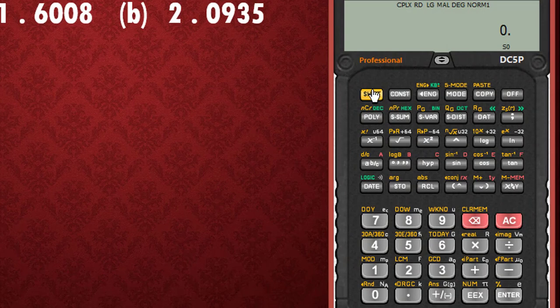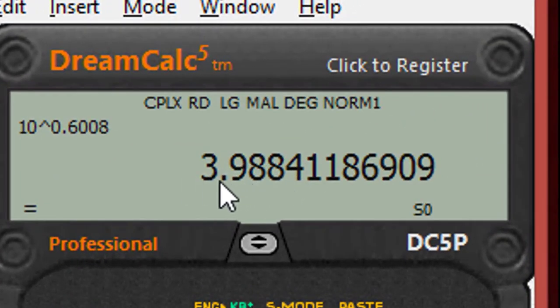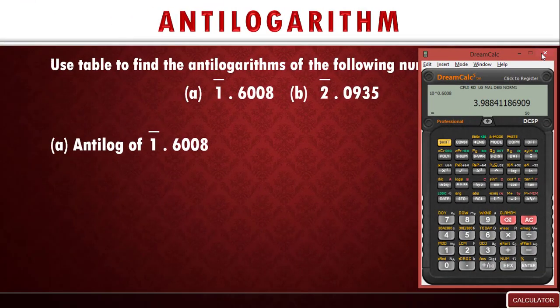Press your shift or second function, log, to get your antilog, and then press 0.6008 and press equals or enter. In this result, we only need 4 digits without the decimal: 3, 9, 8, 8. If there needs to be any approximation, we approximate to the last 4 digits. The number before it, if we approximate the 4, will give 0, which means we still have 8 here. So the number obtained is 3988 without the decimal.